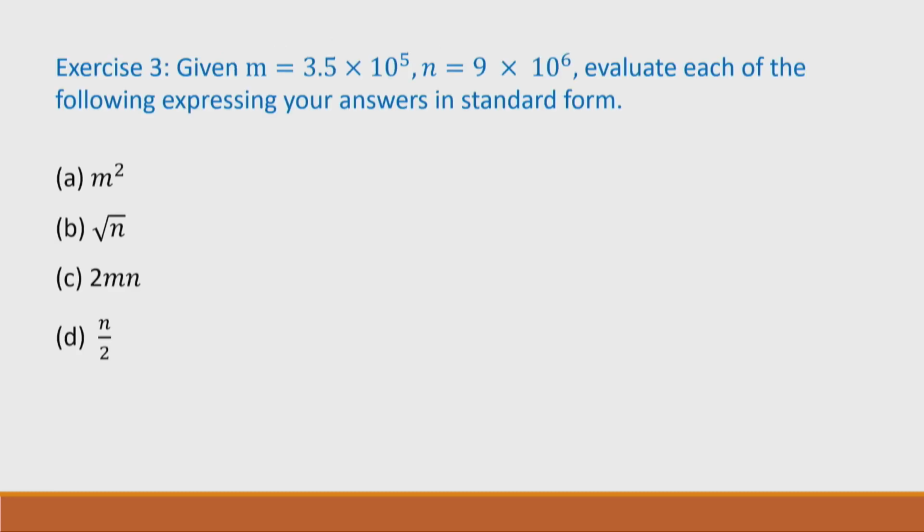So you have exercise 3 with the values of m and n given, and you need to evaluate the following: m squared, square root of n, 2mn, n over 2, giving your answers in standard form. So students, in today's lesson, we have learned how to work with numbers expressed in standard form. This is the end of the second part of the chapter Standard Form. Until we meet again, it's goodbye.